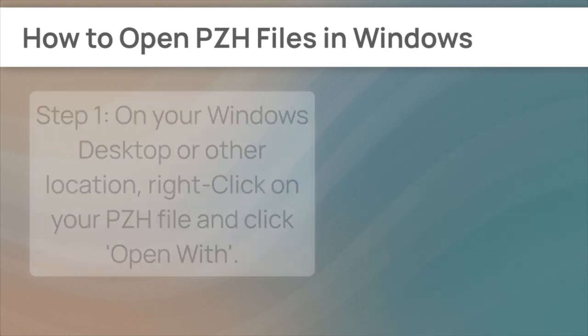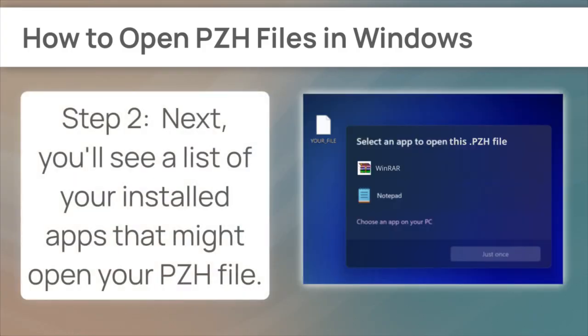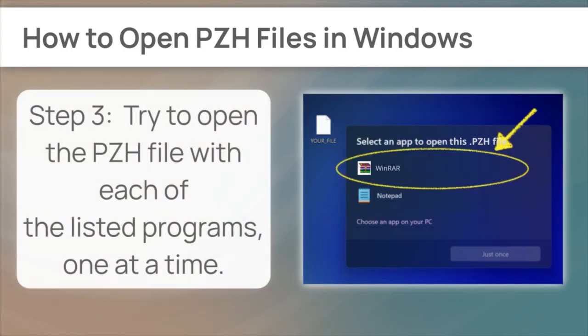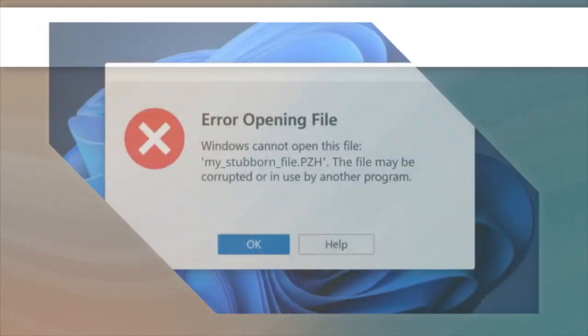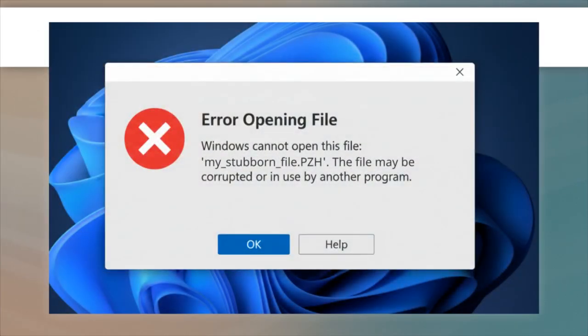Right-click the PZH file and select Open with. If WinRAR is there, use it. If not, choose a different program. It's often a simple matter of finding the right software hook. If your PZH file will not open yet, do not panic.